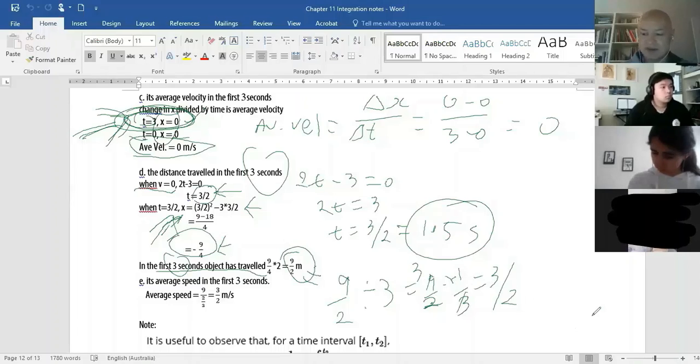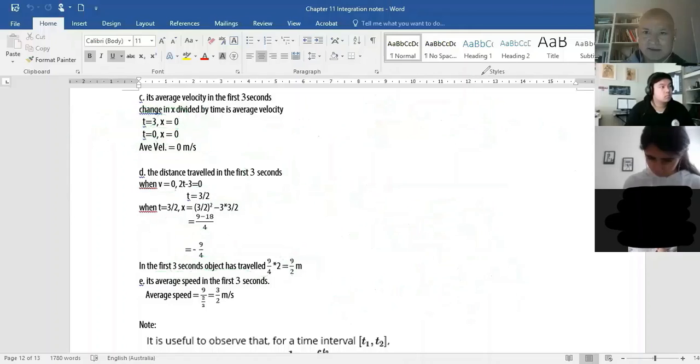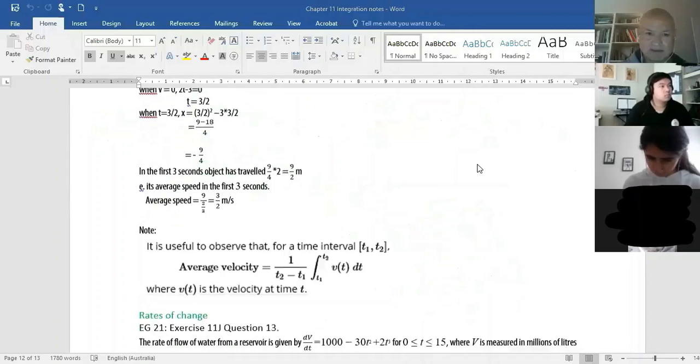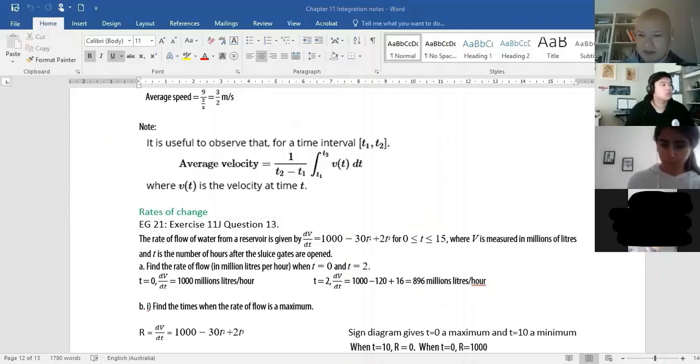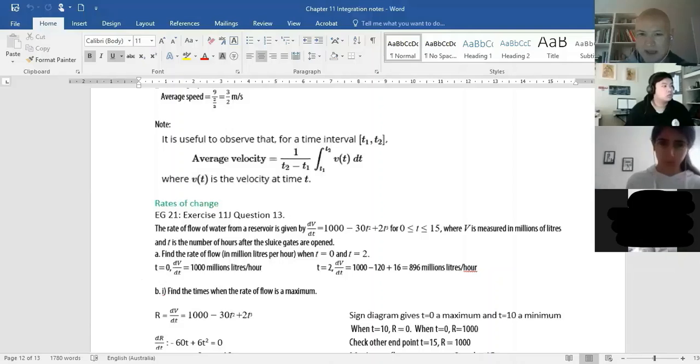Okay, I'll give you some time, 10 seconds again, because it's all written, just to write what you want on there. And then I'll clear it, and I think we're almost towards the end. Okay. Got a little note there for you. It says it's useful to observe that for the time interval, so between 2 times, the average velocity we can work out as that. So that's another little good one to just put in there for yourself. Highlight it, just to keep handy.